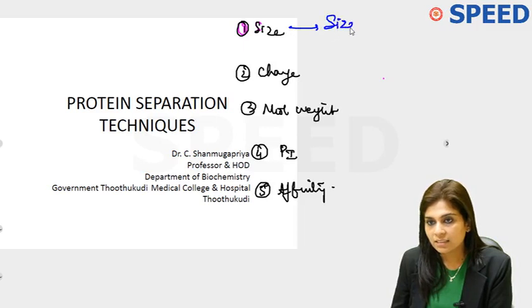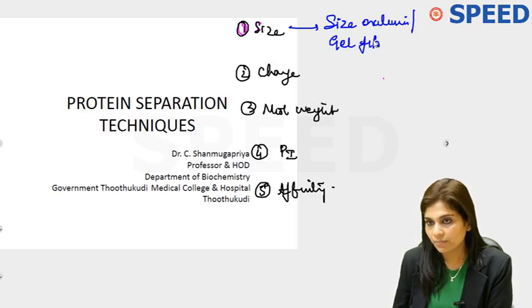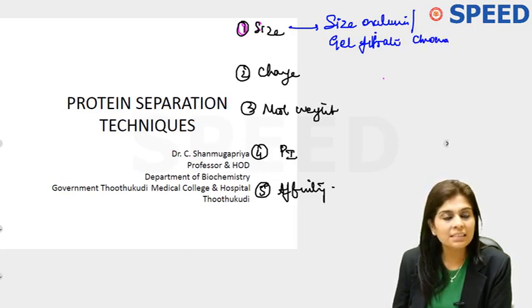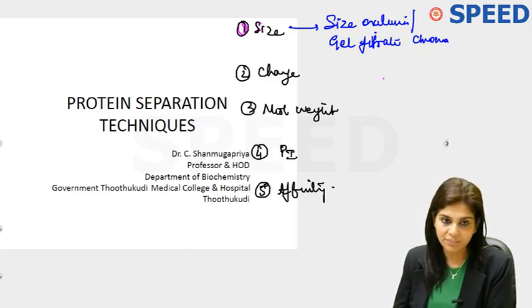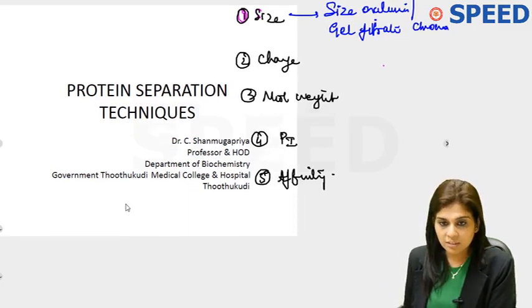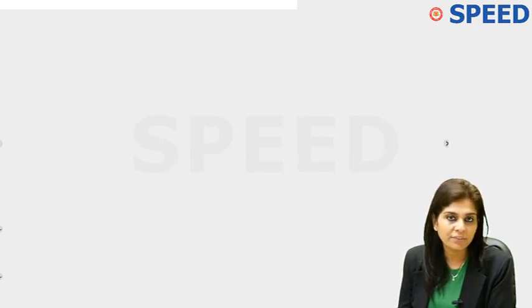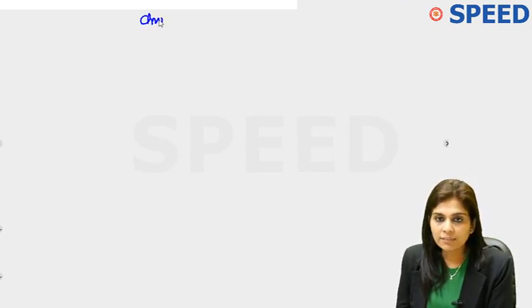That is size exclusion or gel filtration chromatography. So which technique separates protein based on size? It is size exclusion chromatography, otherwise called as gel filtration chromatography. So first let me tell you what is chromatography, and then I will tell you about this specific type of chromatography. So chromatography is a separation technique.